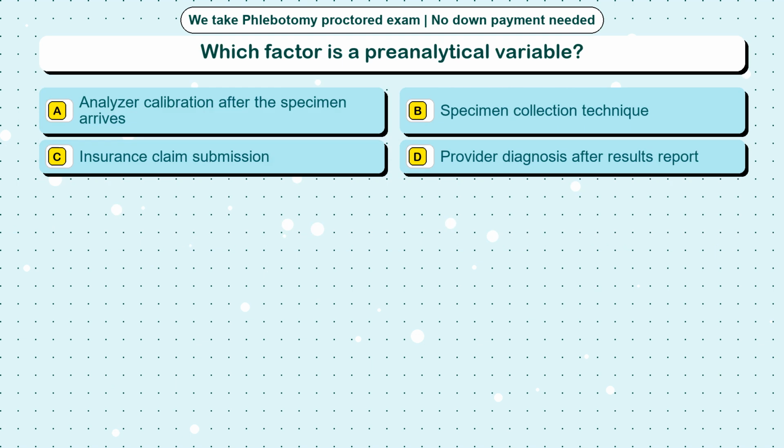Question 36. Which factor is a pre-analytical variable? Option A, analyzer calibration after the specimen arrives. Option B, specimen collection technique. Option C, insurance claim submission. Option D, provider diagnosis after results report.